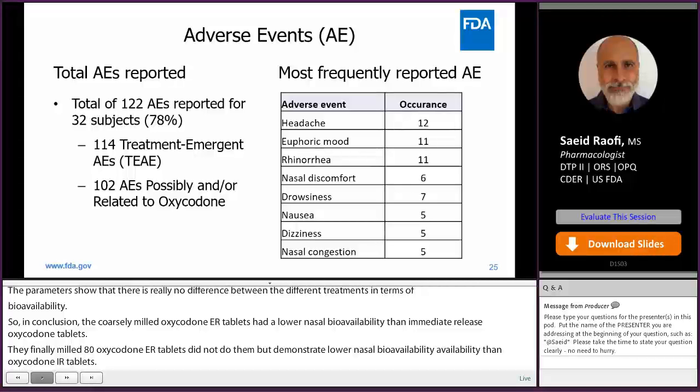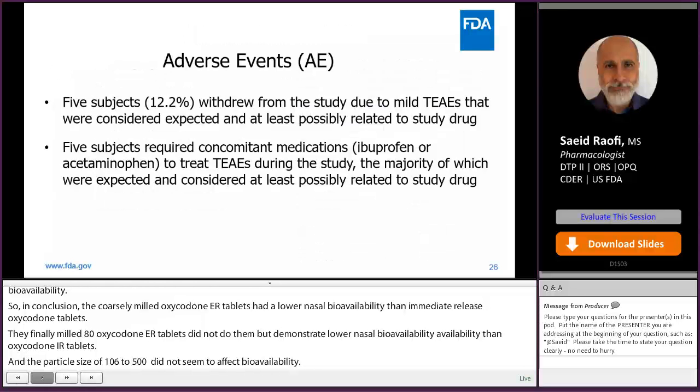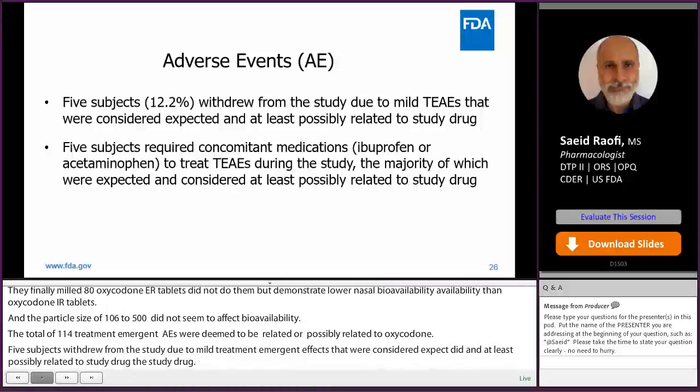A total of 114 treatment emergent adverse events were reported in this study. 102 of those were deemed to be related or possibly related to oxycodone. 5 subjects withdrew from the study due to mild treatment emergent adverse effects that were considered expected and at least possibly related to study drug. 5 subjects required co-administration of concomitant drugs to treat treatment emergent adverse effects, the majority of which were expected and considered at least possibly related to the study drug.